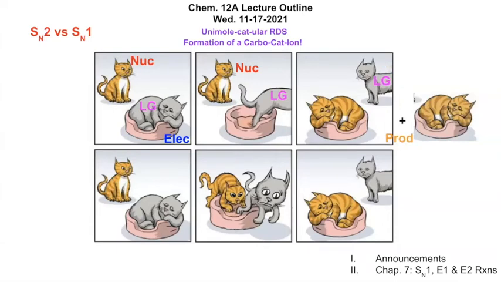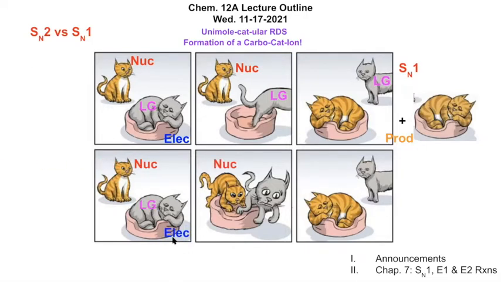What do you think? Which one is this? Is this SN1 or SN2? SN1 it is. Boom, SN1.